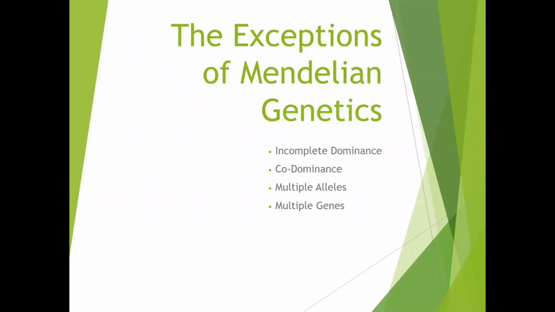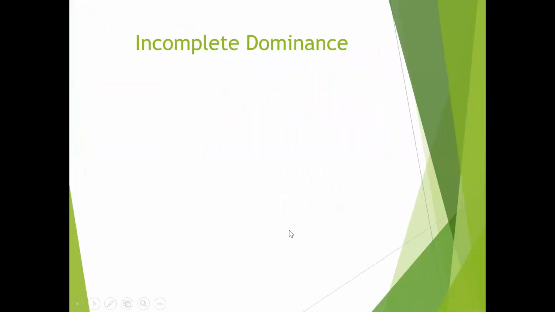Hi guys, today we are going to be talking about the exceptions to Mendelian genetics. So in the last lecture we talked about Mendelian genetics or complete genetics. And this is when we see dominant over recessive. Today we're going to be talking about the exceptions to Mendelian genetics. So the first one we're going to talk about is incomplete dominance.